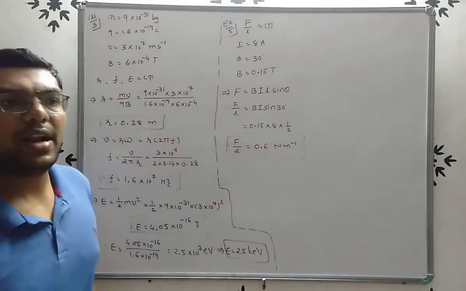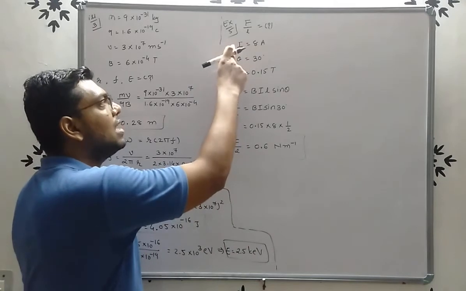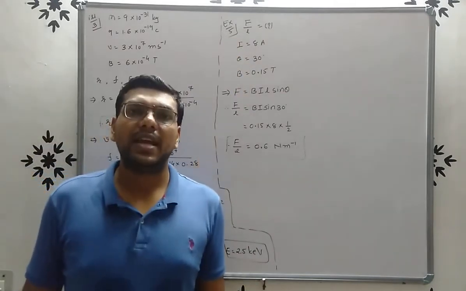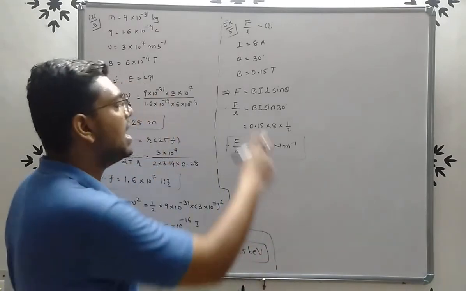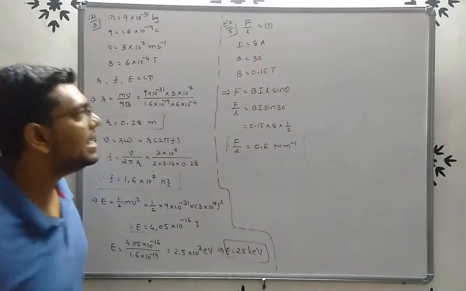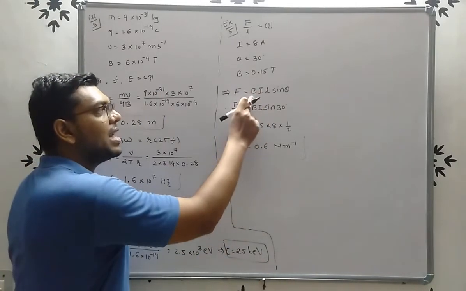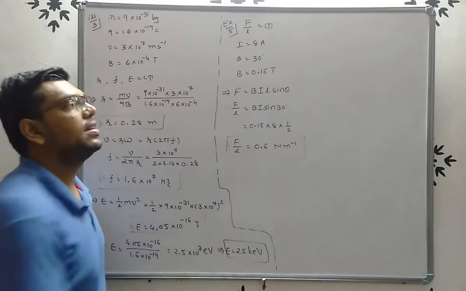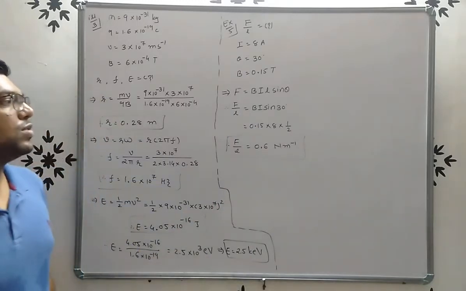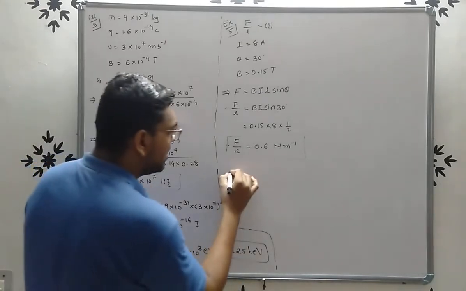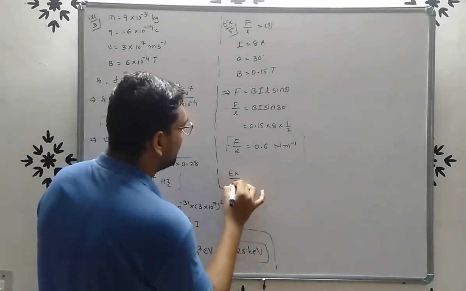So we have to find out force per unit length. We know the value of I, theta and B. So simply we know that if there is a current carrying conductor, then force F is equal to BIL sin theta. Here we take L to the left hand side. So F by L is BI sin 30, and we get force per unit length 0.6 Newton per meter. Then our next example is example number 6.